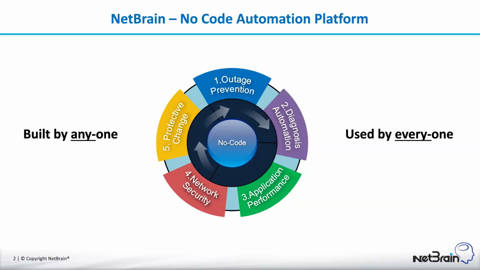And last but not least, protective change. Of course, there's tons of products out there that can help you push a change, but we talk about making sure that the change is protected, which means we do a pre and post check for you. We do validations, we do app dependency checks, we do network dependency checks as part of that protective change.